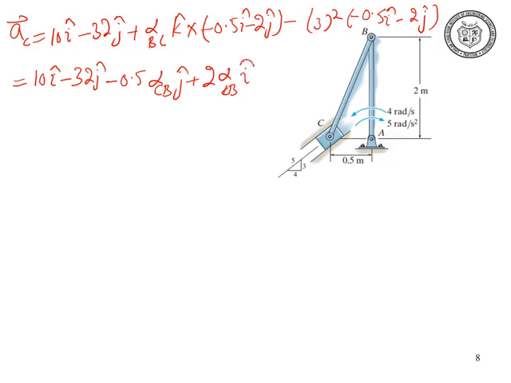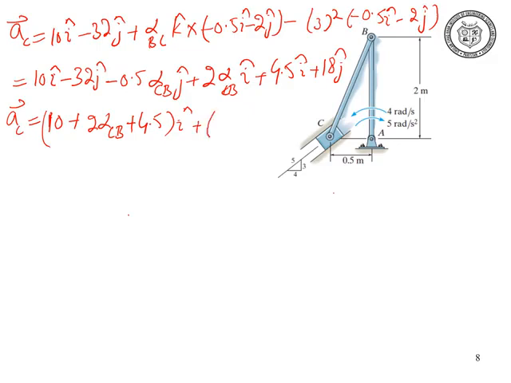What is 3 times 3? 9, and 9 times 0.5 is 4.5, so plus 4.5 I and plus 18 J. After combining the I and J terms together, AC will be 10 plus 2 alpha CB plus 4.5 I plus minus 32 minus 0.5 alpha CB plus 18 J. In this equation we lack AC and alpha CB, so we have one equation and two unknowns.